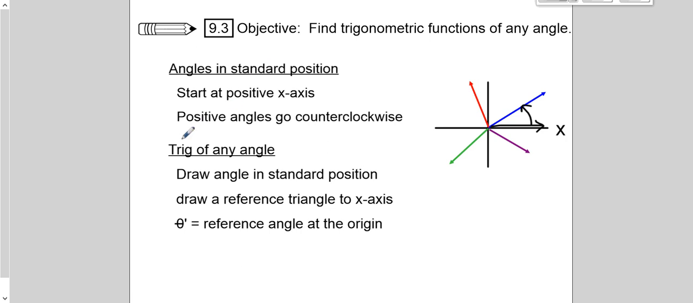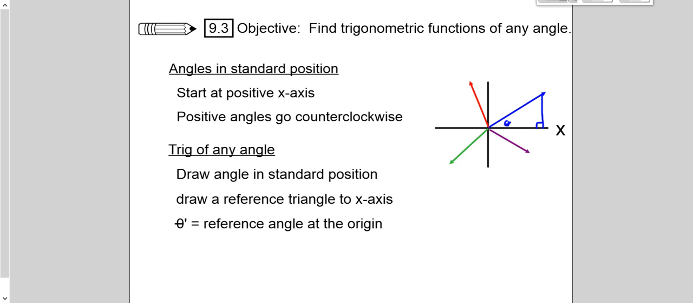To find the trigonometry ratios of any angle, we're going to draw our angle in standard position, but then draw a reference triangle which must go to the x-axis. We will then label a theta prime for the reference angle at the origin. So the reference triangle and reference angle will always go to the x-axis. So this blue one, we would make a right triangle here, and our theta would be here.